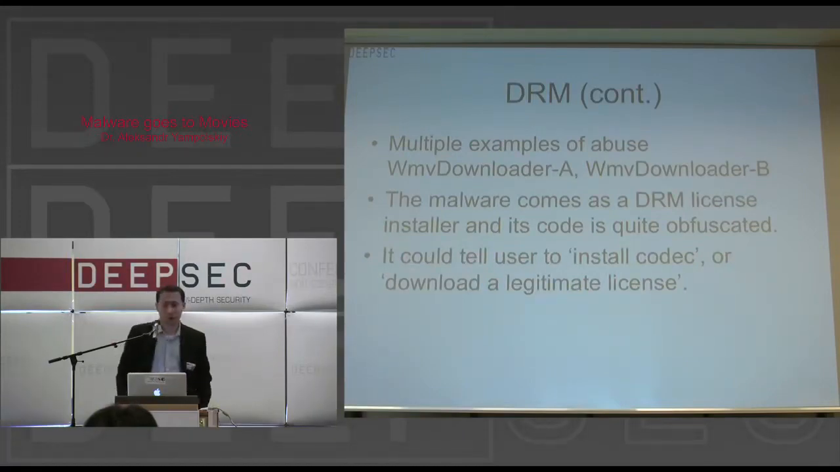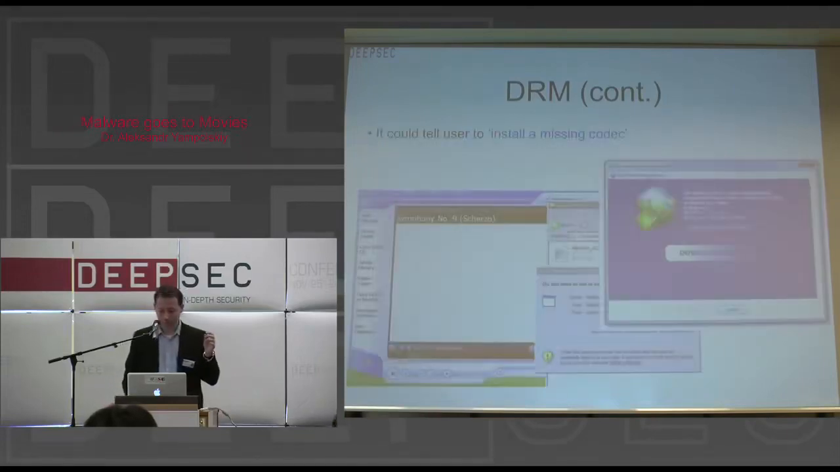So there are multiple examples of Trojans which use it. There's an example of a WMV downloader A. There's an example of a WMV downloader B. They could tell you to install a codec or download a legitimate license.